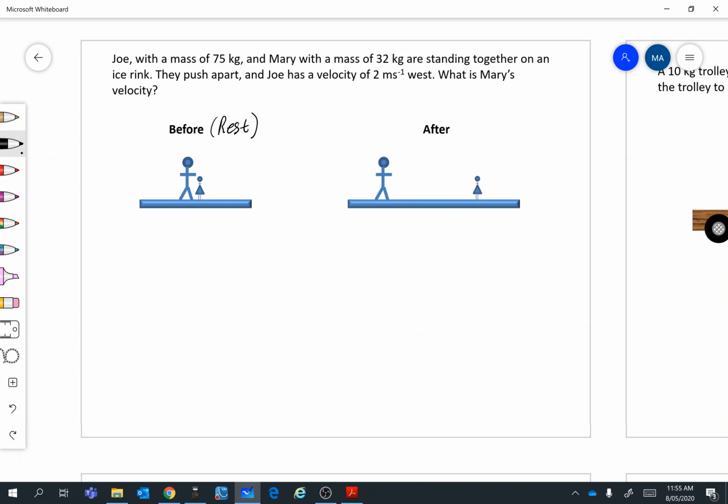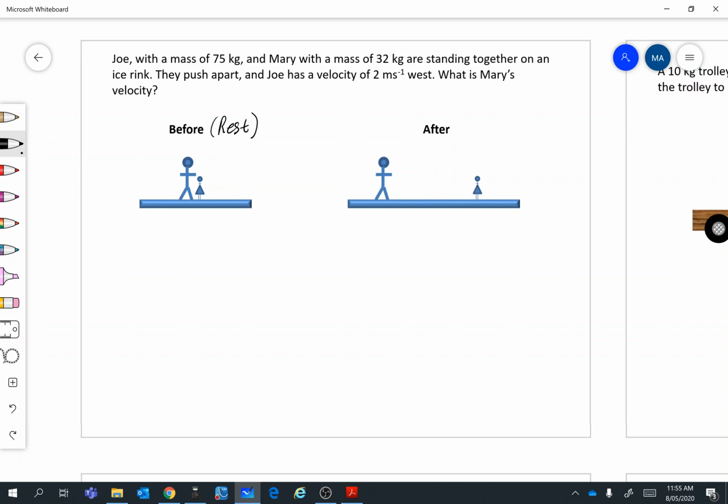All right, so these two people, Joe and Mary, are standing on an ice skating rink. Joe's a lot bigger than Mary, so it's probably a father and daughter who have gone ice skating, and they decide to do this thing where they push apart. All right, so what I want you to consider beforehand is what is the total momentum before they push apart, over on the left here.